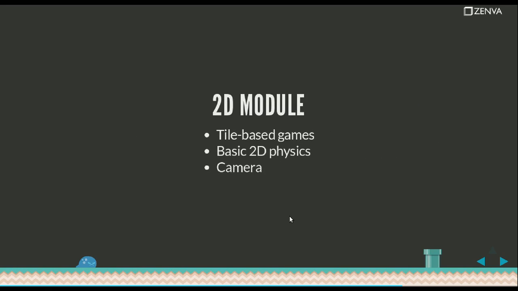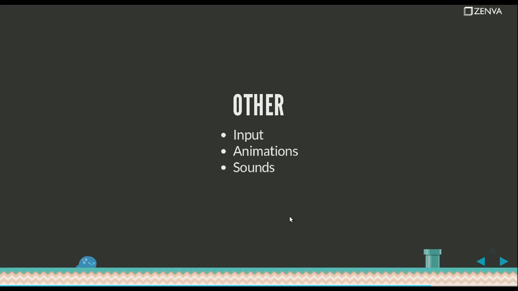There's a 2D module that allows you to make two-dimensional games. There's a camera that can follow the player around the level. There's some basic 2D physics support and support for tile-based games. Some other things that are included: there's an input method, there's animations, there's sounds. There's also support for TMX files, which are exported from the game editor called Tiled.